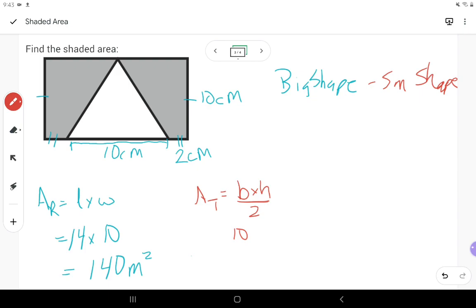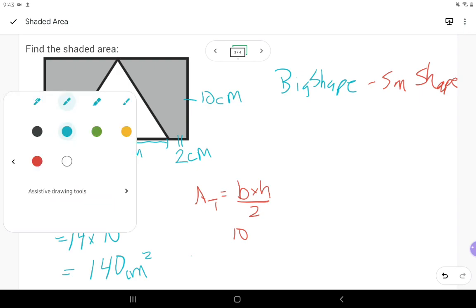10 centimeters. What am I doing here? You guys didn't stop me. Not meters squared. Centimeters squared. Get the right units, Mr. T.